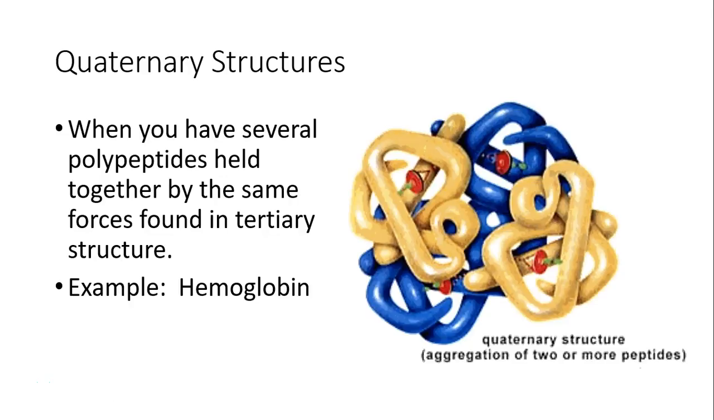Now, quaternary structures, very similar to the tertiary structures in the way they fold and so forth, but it's made up of globs. I call it the globular protein, because you get several of these tertiary structures to form your quaternary structures. So you have several polypeptides held together by the same forces found in tertiary structures. So here's hemoglobin. Hemoglobin has 4 different structures. And this is a perfect definition of them. It's an aggregation of 2 or more peptides. To aggregate means they come together. So that's a quaternary structure.